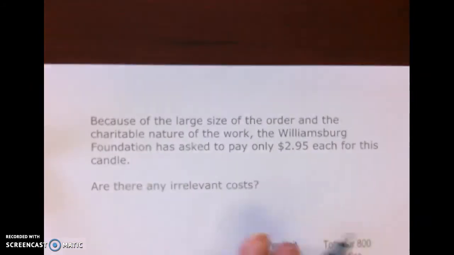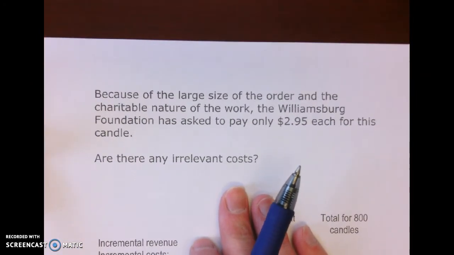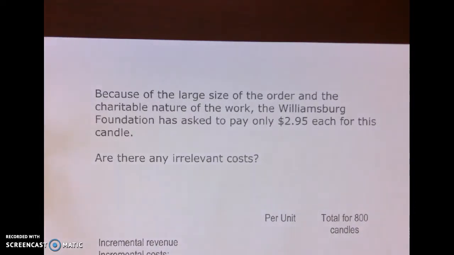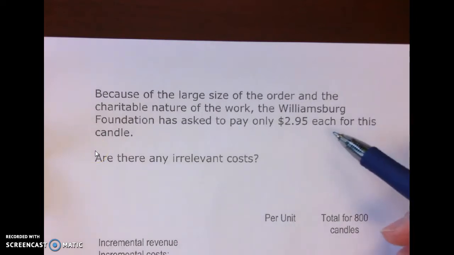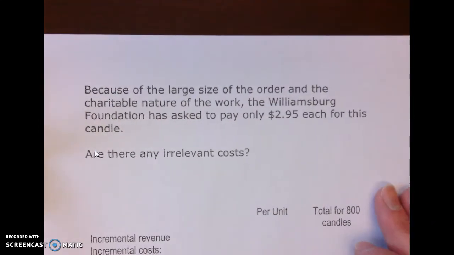Okay? So if we look over here, it says because of the large size of the order and the charitable nature of the work, the Williamsburg Foundation has asked to pay only $2.95 for each candle. And if you look back on the prior page, it says the normal selling price of a candle about the size and weight of the special candles is $3.95. So it's $1 less per candle. Okay, and then also if you look back, you remember the unit product cost is $2.30.